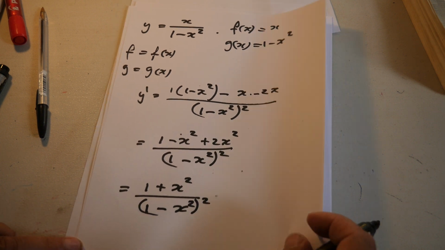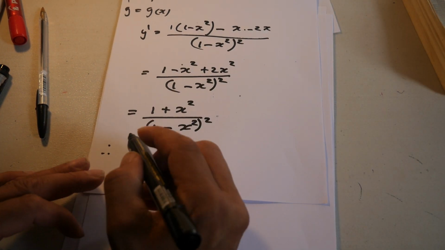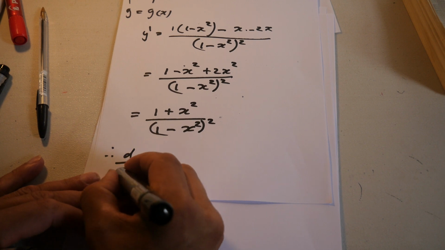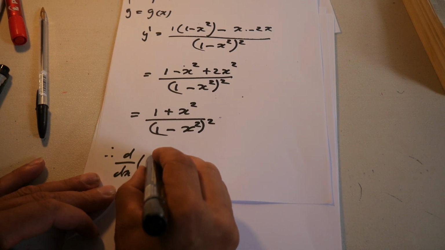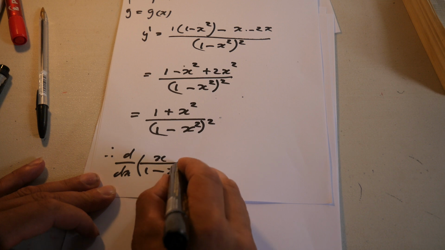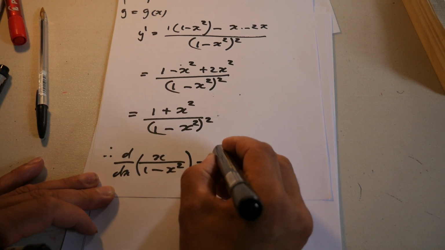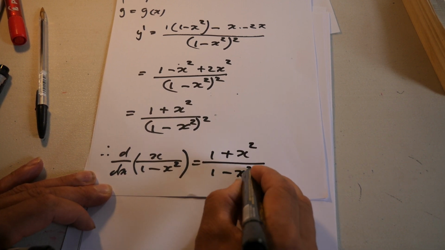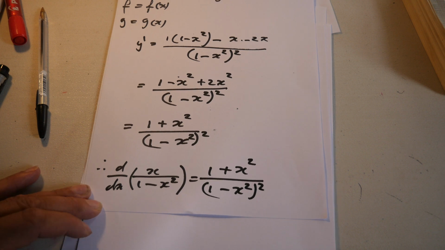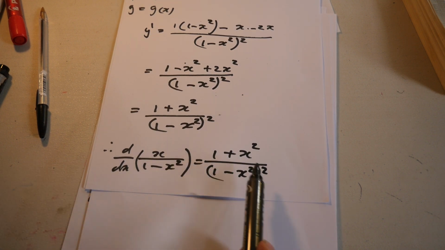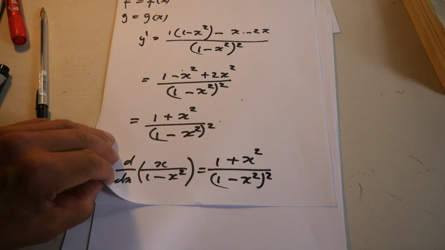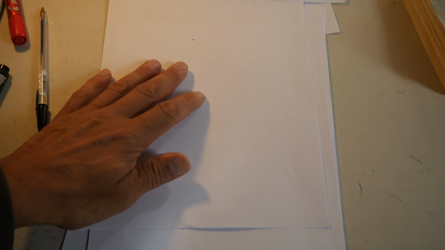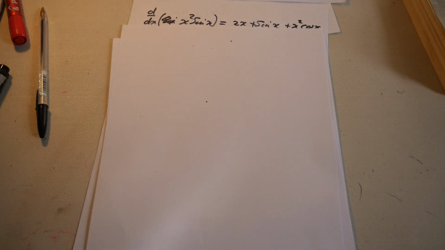Which is the derivative we wanted, so therefore the derivative of x over 1 minus x squared equals 1 plus x squared over 1 minus x squared, squared, okay? It's not very easy to simplify this down, so in fact you can't. So that's your solution, okay? Next example.